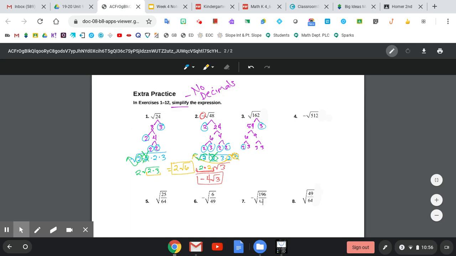So I know those are my primes. And I like to circle them just so when I go to rewrite them in this radical, I can see them clearly. If they're not circled, sometimes it gets a little jumbled. So we have a 3 times a 2 times a 3 times a 3 times a 3.